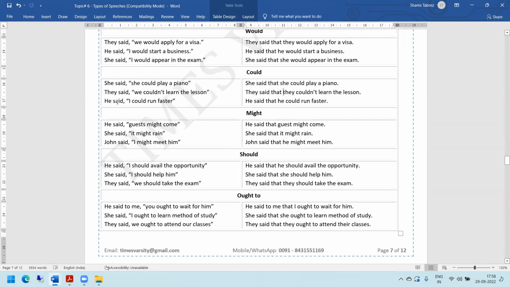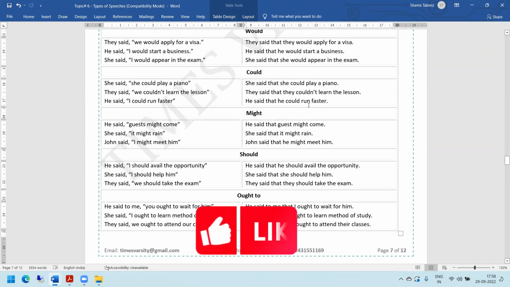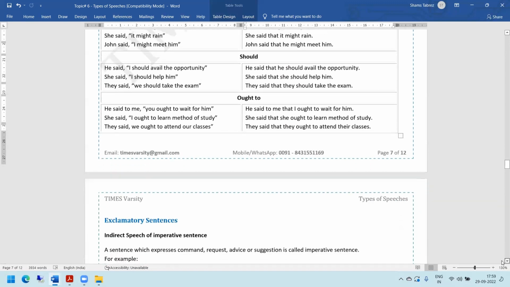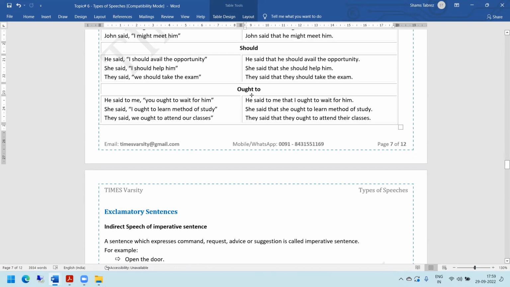Right? So he said, I could run faster. He said that he could run faster. What about might, should? Similarly, all these ones. So here there is no change in modals. They are called modals like should, would, could, can, all these ones.